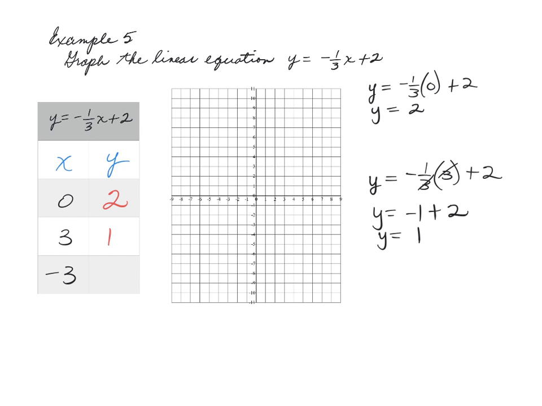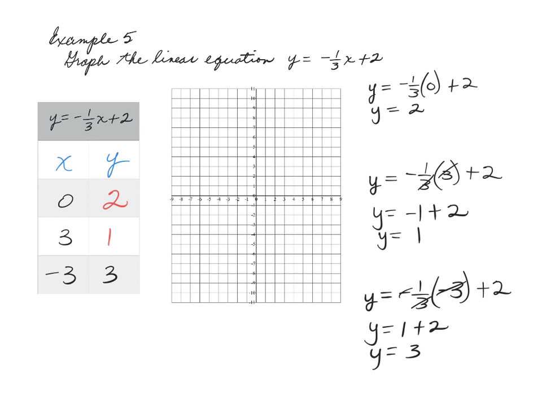Now what happens when x is negative 3? y equals negative 1/3 times x, but x is negative 3, and then it's plus 2. So the negative and the 3 cancel, so we have y equals 1 plus 2, which is 3.